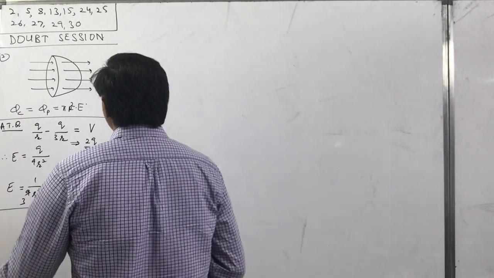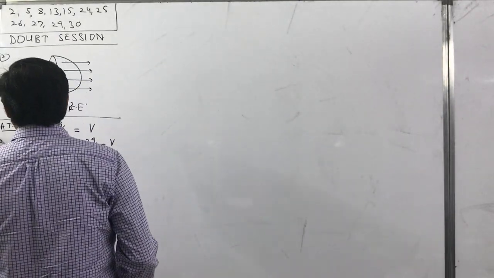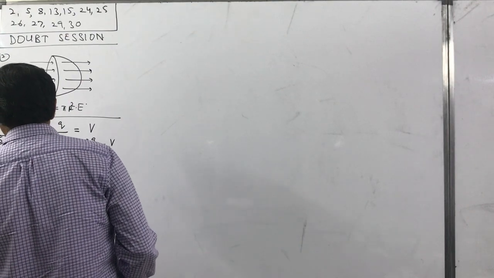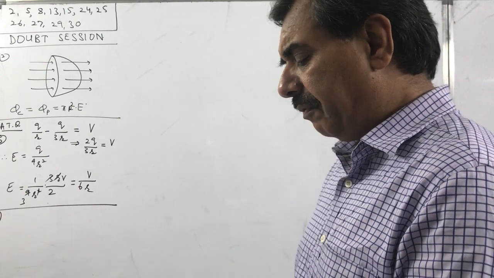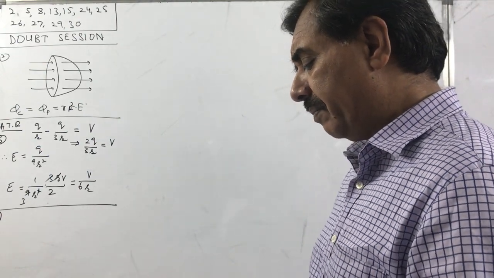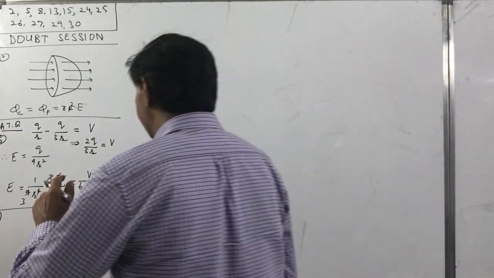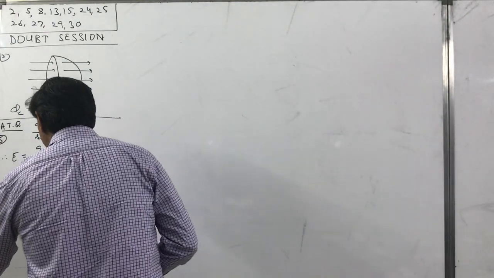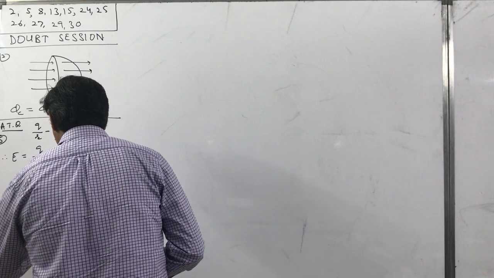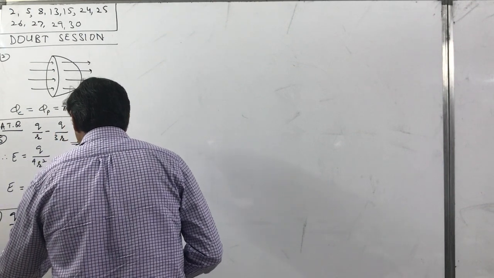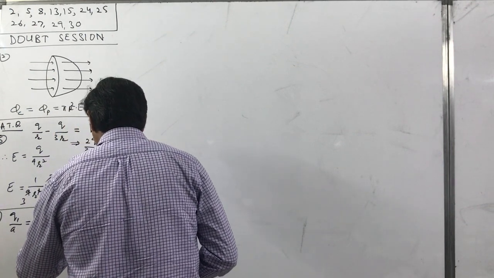Then we have question number 8. Question number 8 says that the radii of two spheres are A and B respectively. They are at equal potentials. Let the charges be Q1 and Q2. Therefore, Q1 by A is equal to Q2 upon B. From here we have Q1 by Q2 equal to A by B.